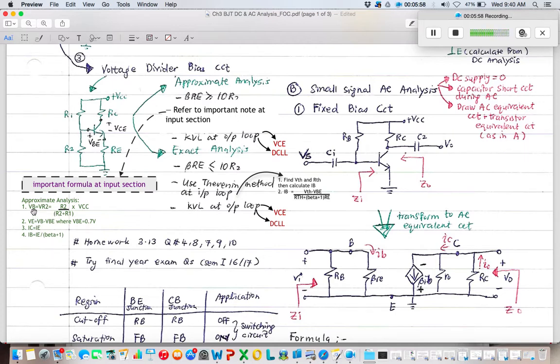And then once you get the VB, you can calculate the VE. So VE is VB minus VBE. Although in approximate analysis, we assume that VBE is equal to 0 volts.